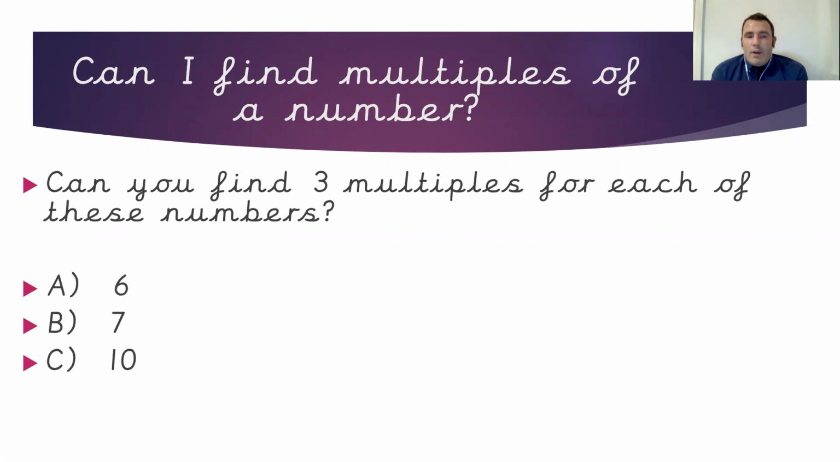Can you find 3 multiples for each of these numbers? So what we're looking for is 6 times 2, for example, would give us 12. So 12 would be a multiple of 6. So use your times table knowledge, find 3 numbers for each one, pause the video to do the questions, and when you're ready, press play to carry on.